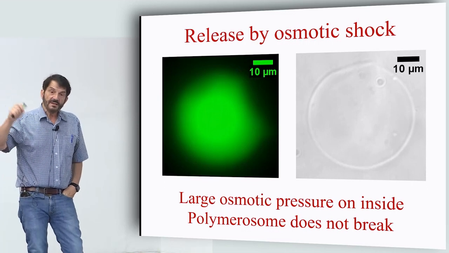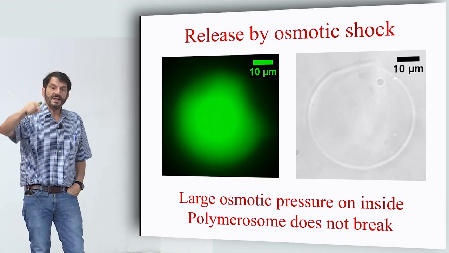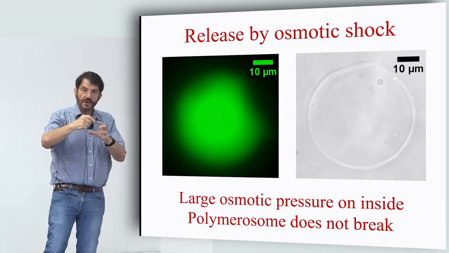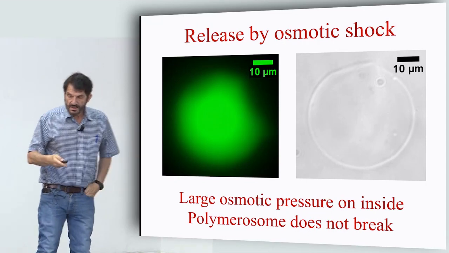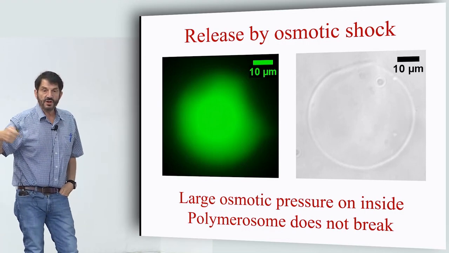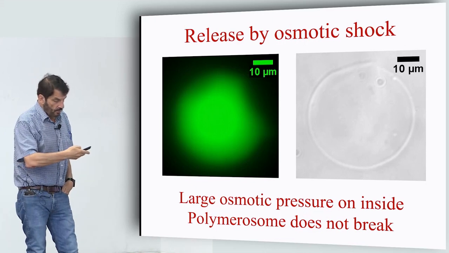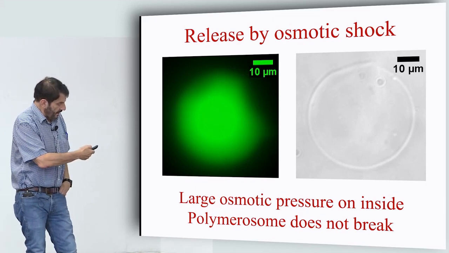But I can do something else. I could also take advantage of the fact that whatever the contents on the inside have its own osmotic pressure, and instead of squeezing it out, I can burst it by putting a very low osmotic pressure on the outside. So here I've used what we call osmotic shock. I've put low concentration of osmolytes on the outside. Basically, I just put pure water, and you can see that a small hole develops and everything escapes.